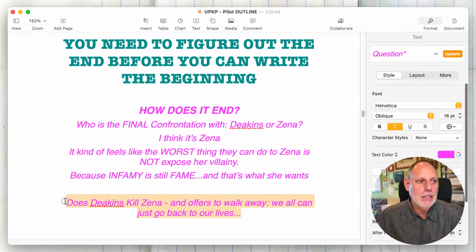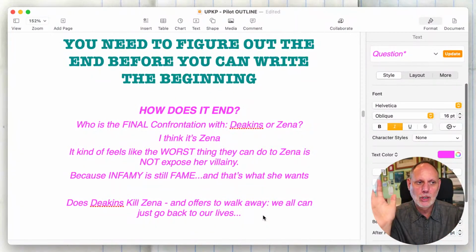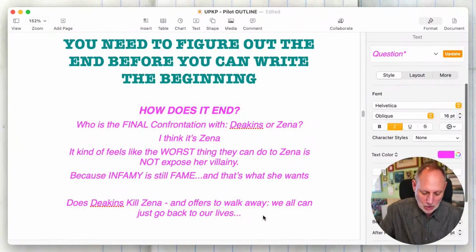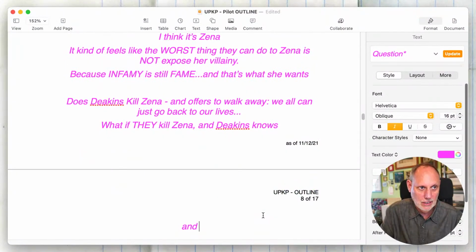What I was thinking was maybe Deakins basically says, "Look, Xena is the one who made all this happen by murdering George." And so what Deakins is saying is, let's just walk away. You don't tell anyone what I did, and I won't tell anyone what you did. But they didn't have anything that they did. What if they kill Xena and Deakins knows, and then he offers the walk away plan?